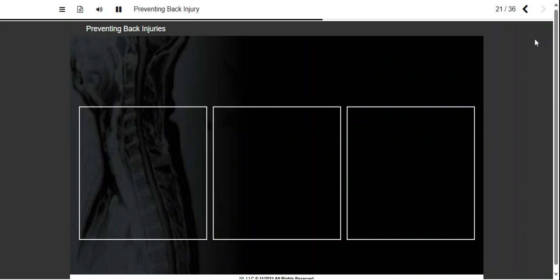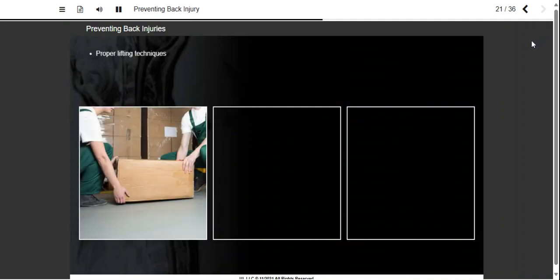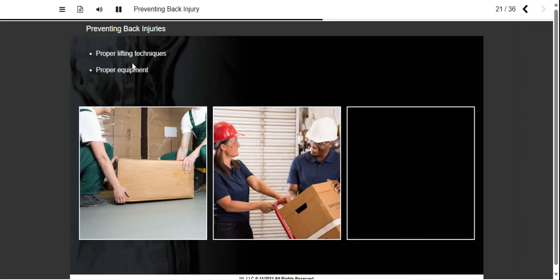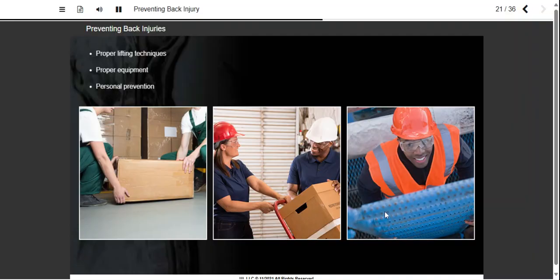To avoid back injuries, it's important to use the proper techniques when lifting, pushing, and pulling. Having and using the proper equipment, such as hand trucks and electronic or powered lifts at work, is another way you can reduce the risk of injury. And there are also personal preventive measures, such as improving your posture, that you can take to keep your back in good shape. Let's take a closer look.